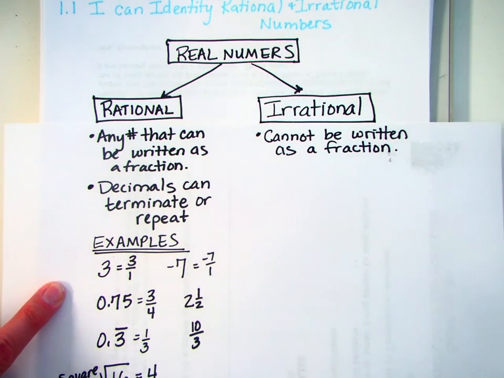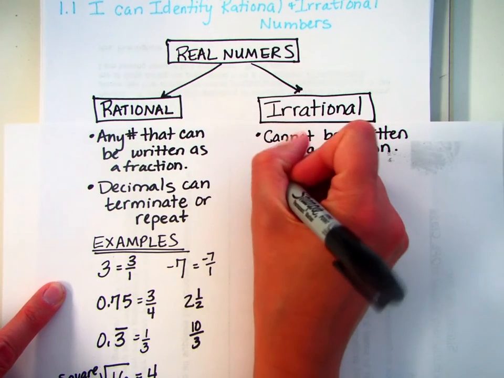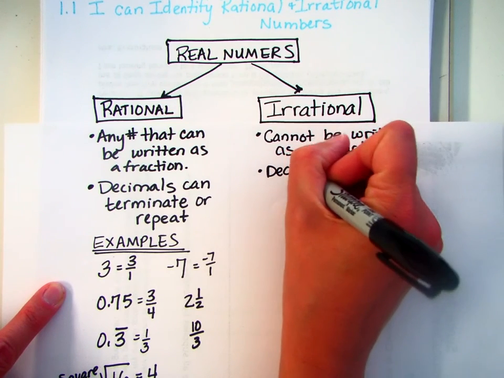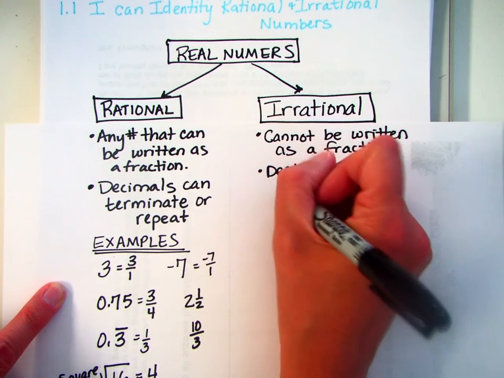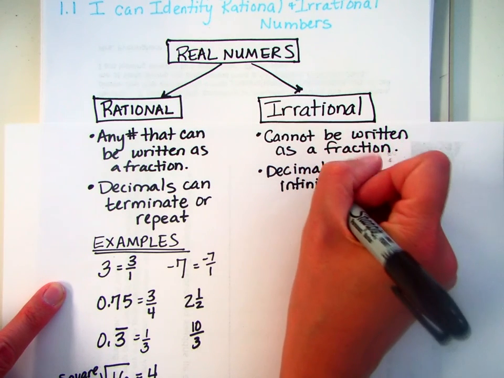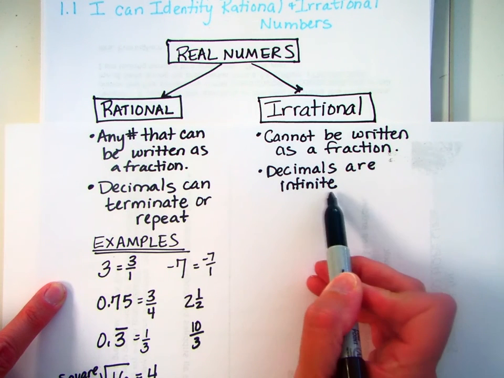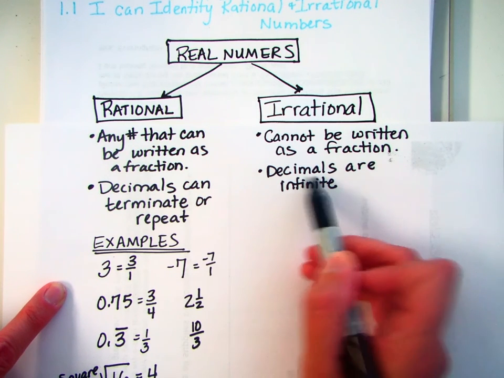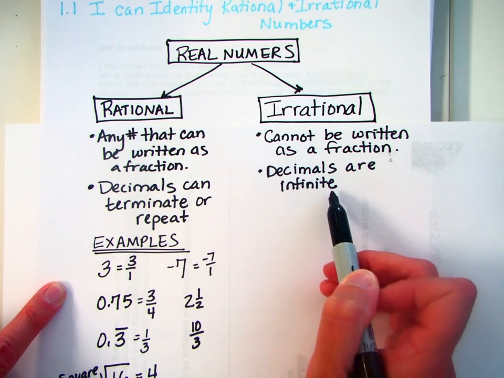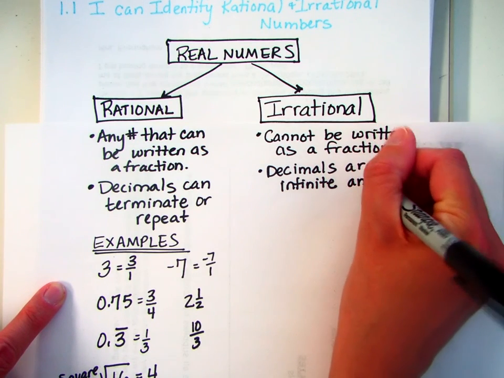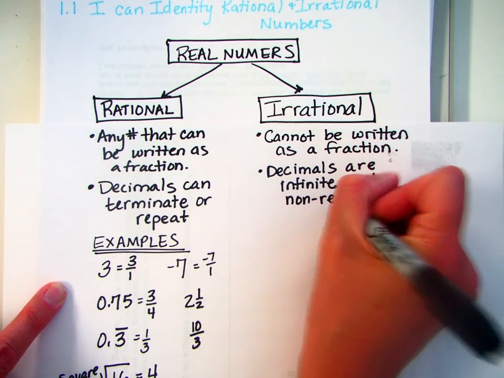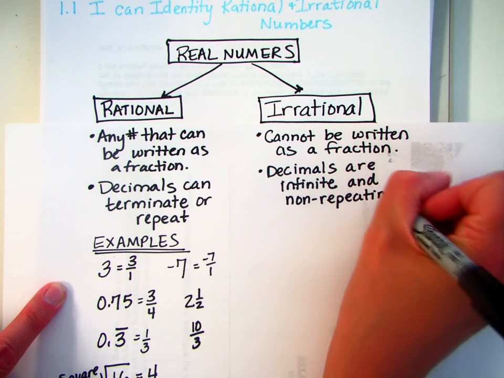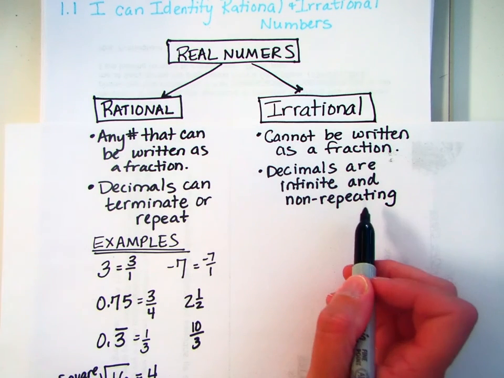And then some crazy things happen with their decimals. Their decimals are infinite, and I like to think that word sounds like infinity. So the decimals are infinite. They go on forever. And the decimals are also non-repeating. So there will just be random numbers. You won't see that repeating pattern in the decimal.